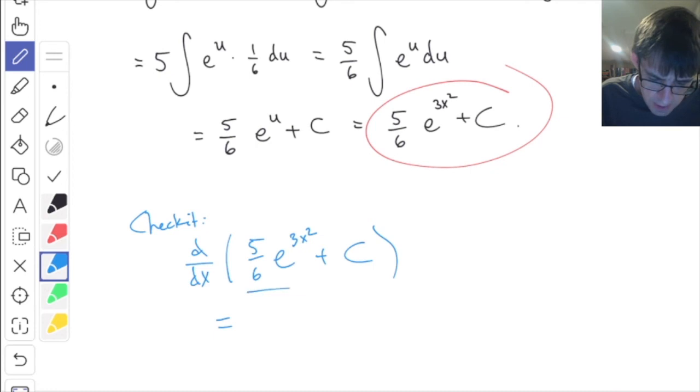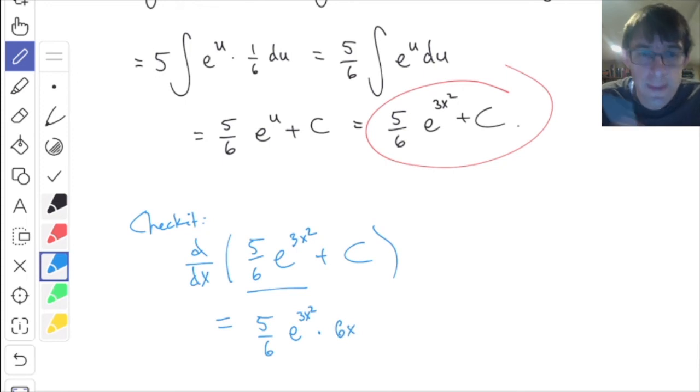What about this e thing? It's going to require the chain rule. The coefficient 5/6 will stay like it is. And then the derivative of e to the 3x squared is the same thing again, the derivative of e to the x times the derivative of the inside of the exponent, which will be 6x. And then plus c will become plus 0 because the derivative of the c is 0. And then that is the derivative.